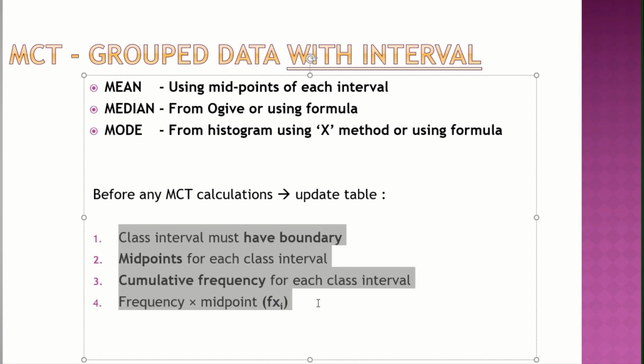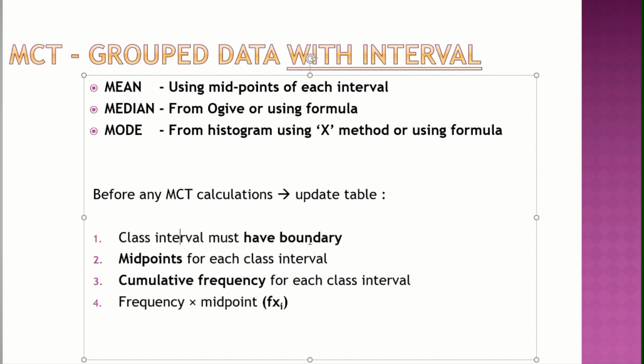I want you to do all these steps before we do any calculation for group data with intervals or without. Always check your class intervals have boundaries. Don't worry, because the intervals given to you will always be continuous. I'll show you what boundaries are after this. Then write down your midpoint. That means you're going to add 3 new columns for me: midpoint, cumulative frequency and fx.